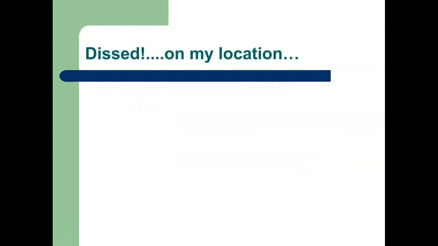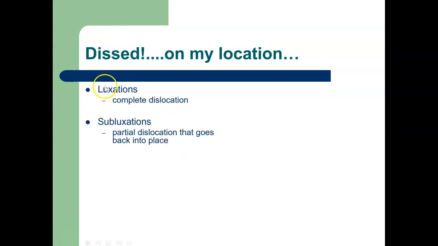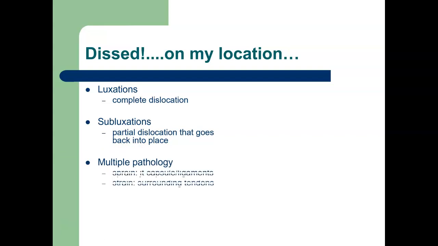Then we get into, we're still at a joint, but now we have that dislocation of a joint. And so there's two terms I need you to know. These are two important terms. You need to know what a luxation is. You need to know what a subluxation is. You can see them right there: complete dislocation, or the one that pops out and goes right back into place, usually pretty quickly. All right. So that's what we're talking about on the luxations.